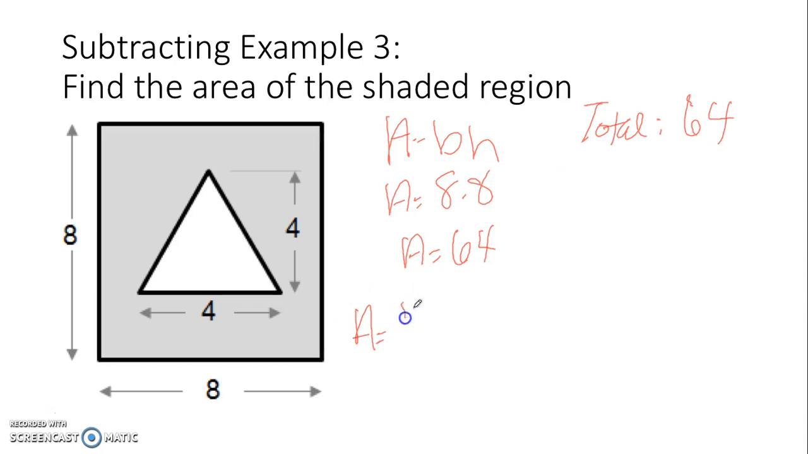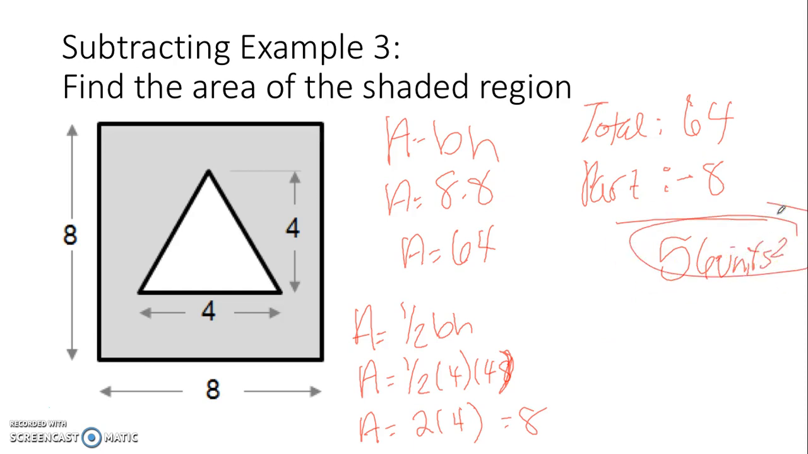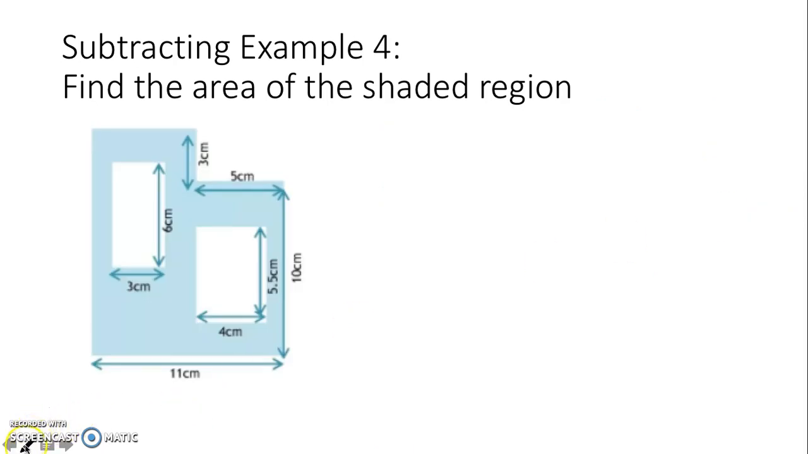Now let's do the triangle. Area equals 1/2 base times height. This is another way that you can write height. So area equals 1/2 times 4 times 4. Area equals 1/2 times 4 is 2, and 2 times 4 is 8. So the part that we don't want is 8. Now we do 64 minus 8, the total minus the part, which gets us the shaded region. 64 minus 8 is 56. We don't know the measurement, so the area of the shaded region is 56 units squared.